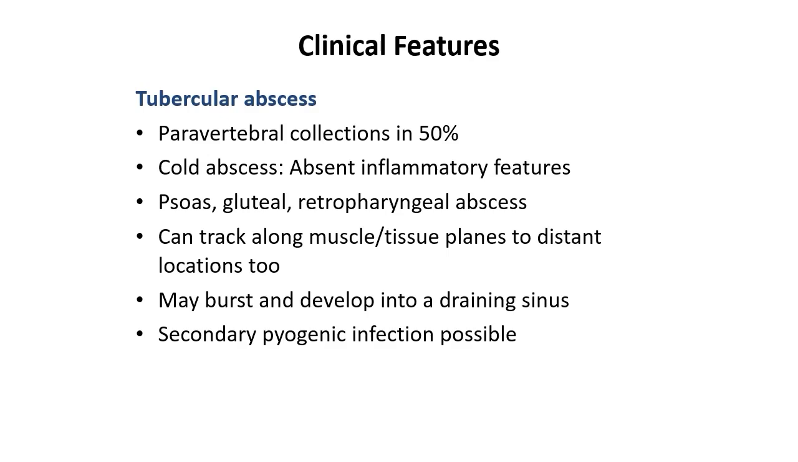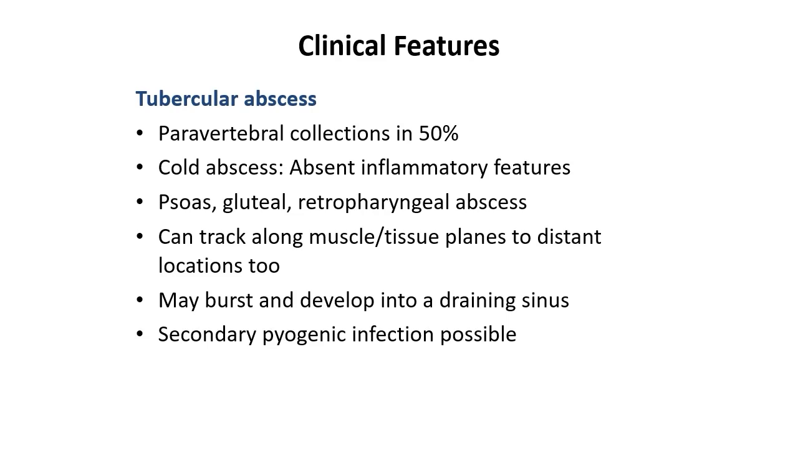Paravertebral collections or abscesses are seen in 50% of patients with spinal TB. Unlike a pyogenic abscess, a tubercular abscess does not always exhibit the classical features of rubor, dolor, and calor, and is commonly referred to as a cold abscess. A cold abscess is a well-defined fluctuant swelling.